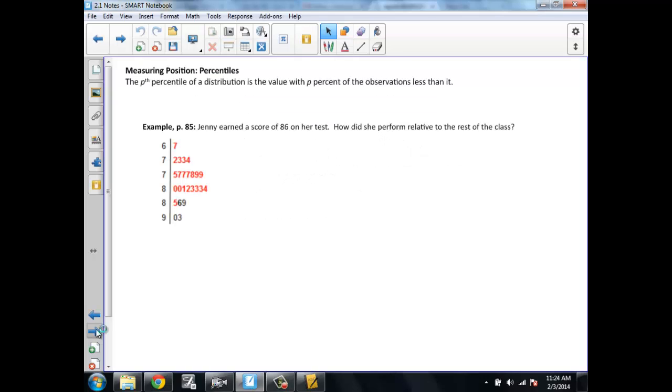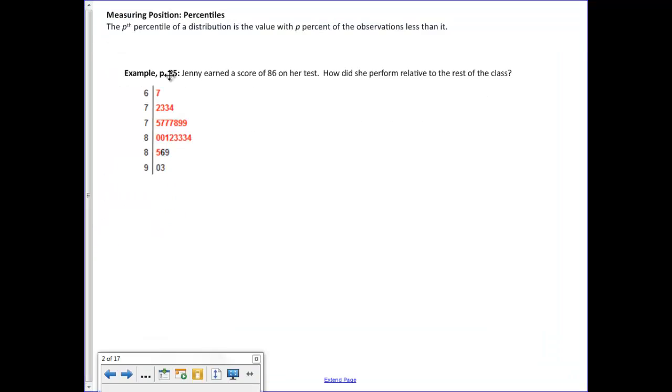So, first things first, you guys have heard about percentiles before. If you take your little brothers or sisters or nieces or nephews to the doctor, they measure their height and their weight, and they say, hey, your kid is like in the 13th percentile. Well, what's a percentile? It's the value with p% of observations less than it. The key part is less than it.